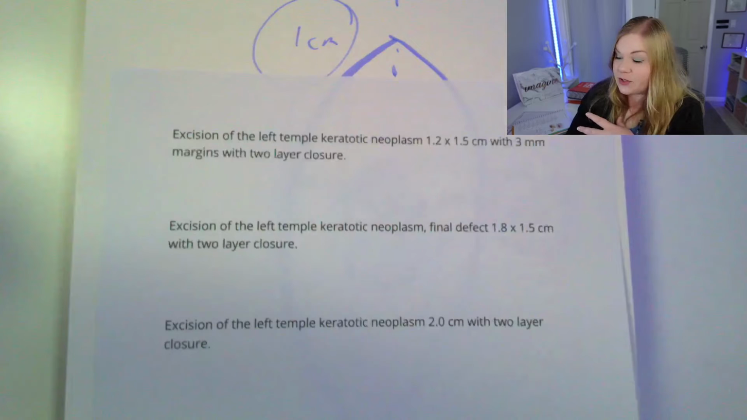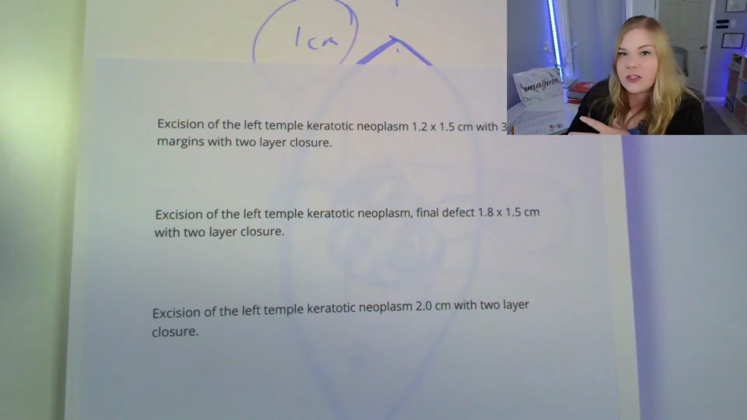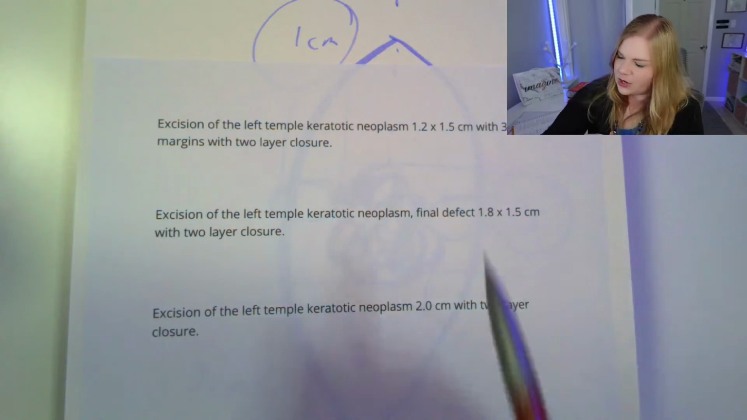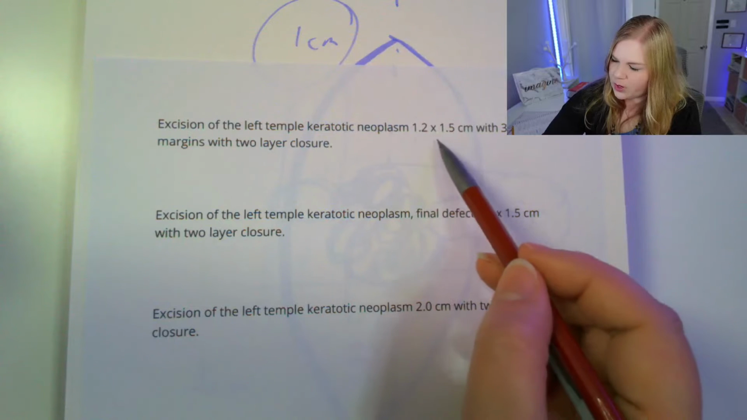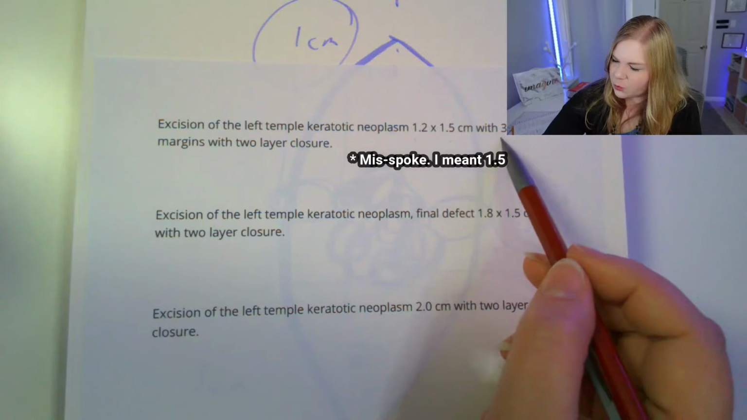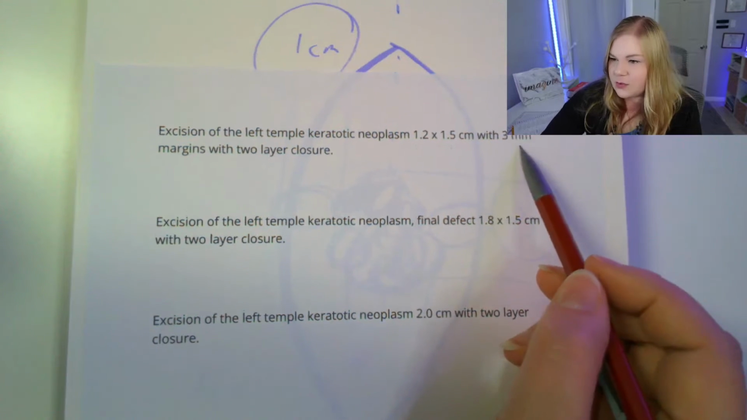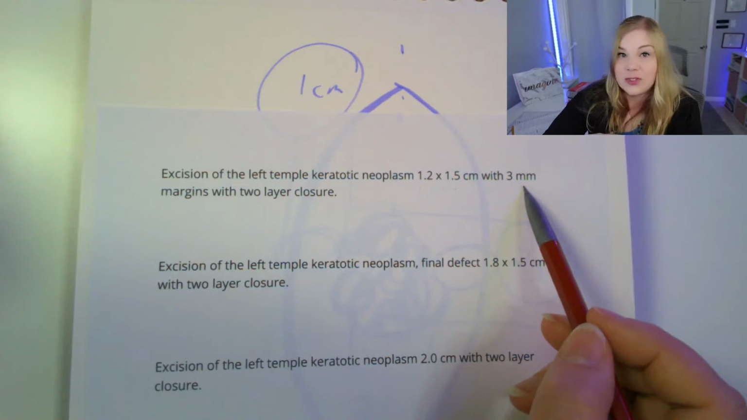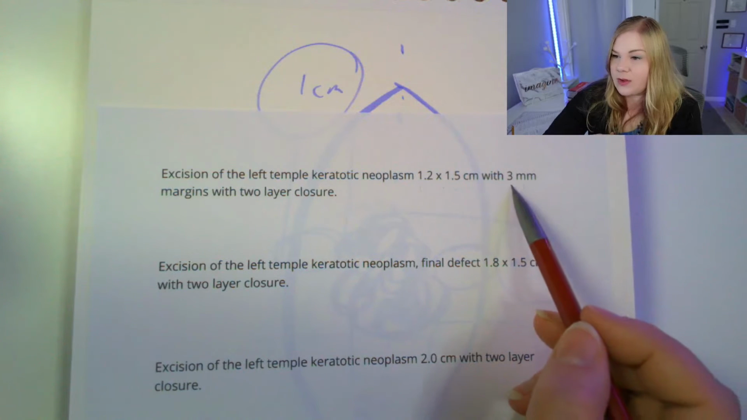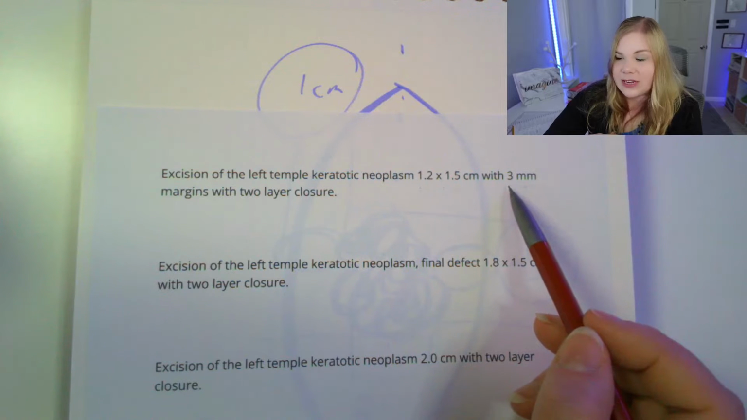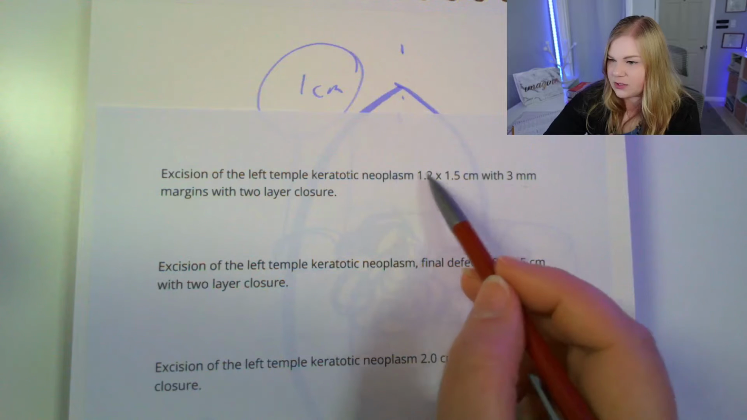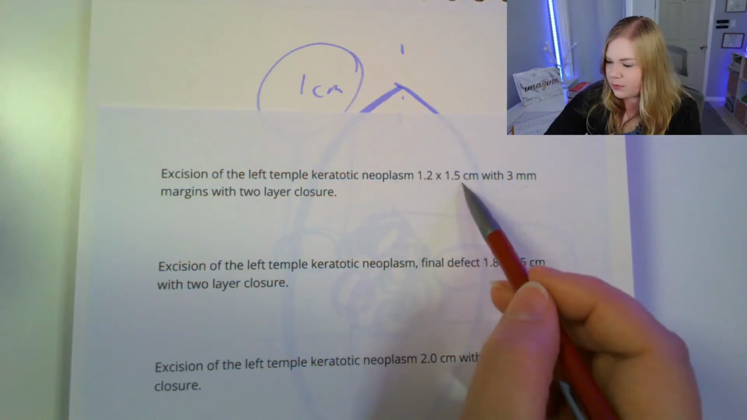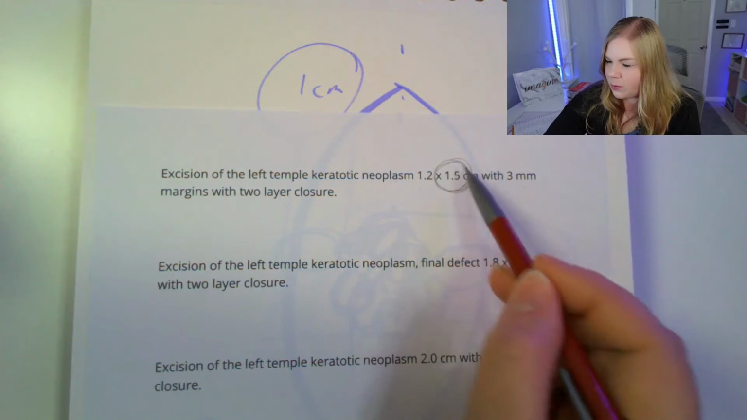You may see providers document this a few different ways. So here's a couple of examples of some things that you might see when you're looking at provider documentation. This provider said they did the excision and it was 1.2 by 1.5 and the margins were 3 millimeters. So we have to convert that millimeters to centimeters. So 3 millimeters would be 0.3 centimeter. So we're going to take our bigger number here for our lesion, because this is our lesion size, 1.2 by 1.5, which is bigger, 1.5.